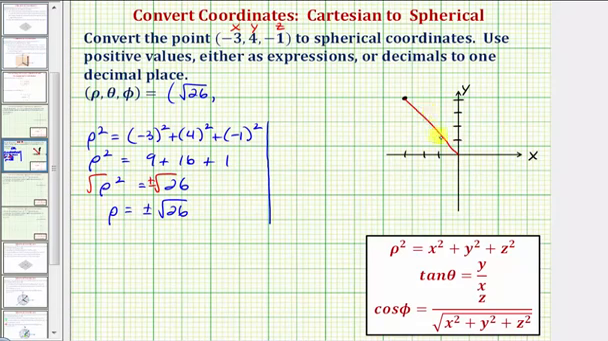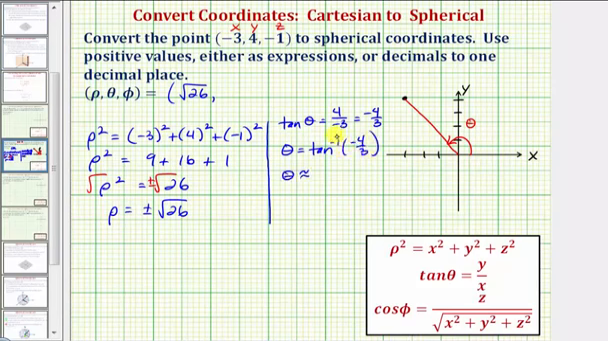There's an infinite number of angles that terminate along this side in the second quadrant, but we're asked to find positive values, so we'll find the least positive value for angle theta, which would be this angle here. And we know that tangent theta is equal to y divided by x, so tangent theta is equal to 4 divided by -3, or -4/3. So if tangent theta is equal to -4/3, then theta is equal to arctangent, or inverse tangent, of -4/3.